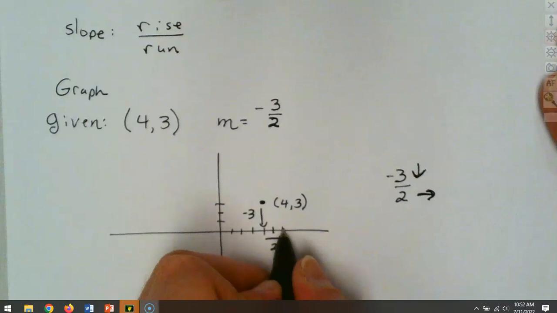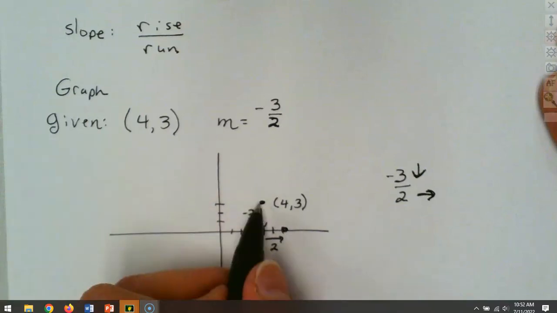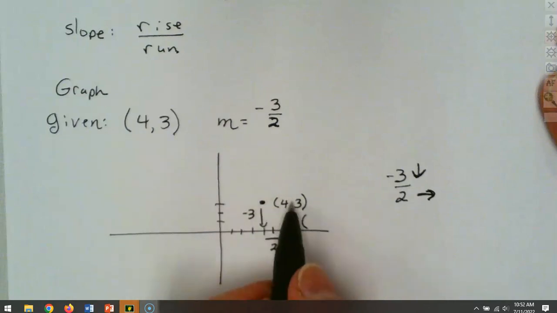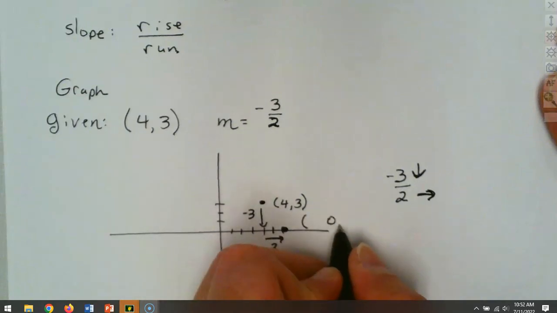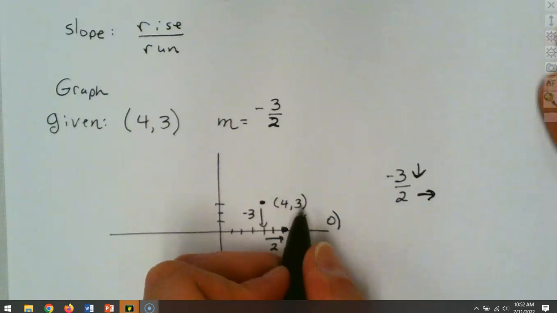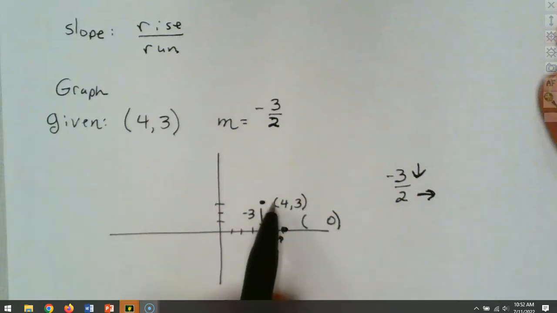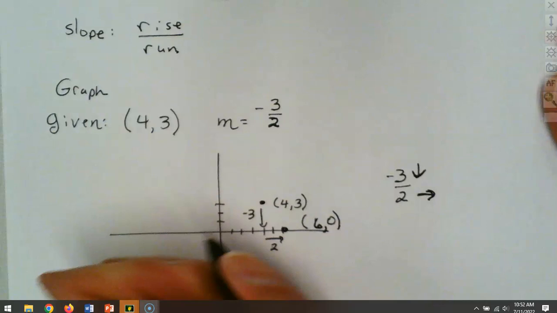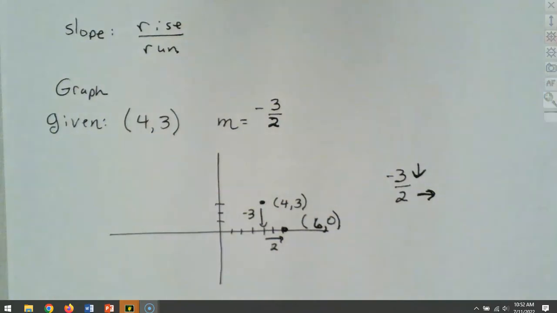And let's go ahead and label that second point. So I'm going to have to go down 3. So it was at 3, so that makes that then 0 for the y part. And then we were at 4. We have to go forward 2 units, so 4 plus 2 makes it then a 6. So that's my second point at 6, 0.